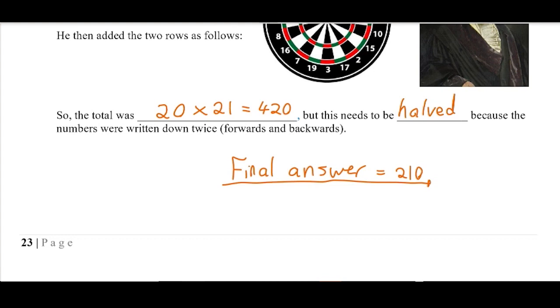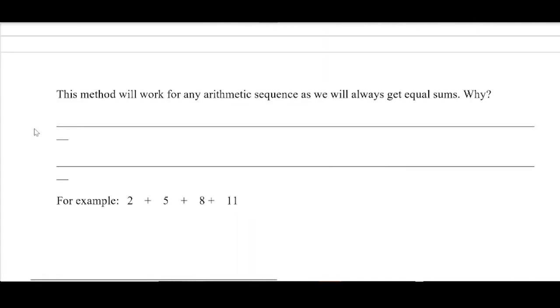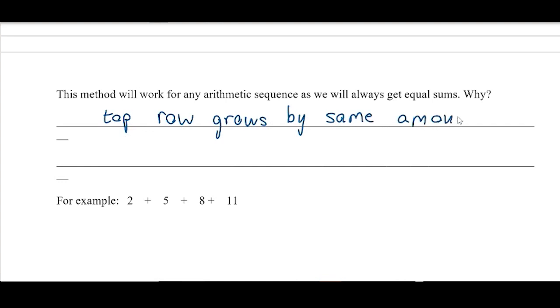The method that he used is exactly the same method that we are going to use to generate a general formula. Now, this method will work for any arithmetic sequence, as we always get equal sums. And the question why is, well, because the top row grows by the same amount as the bottom row reduces.